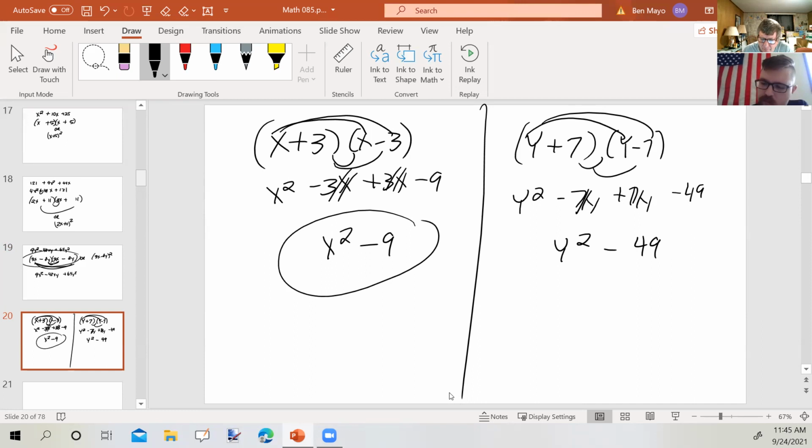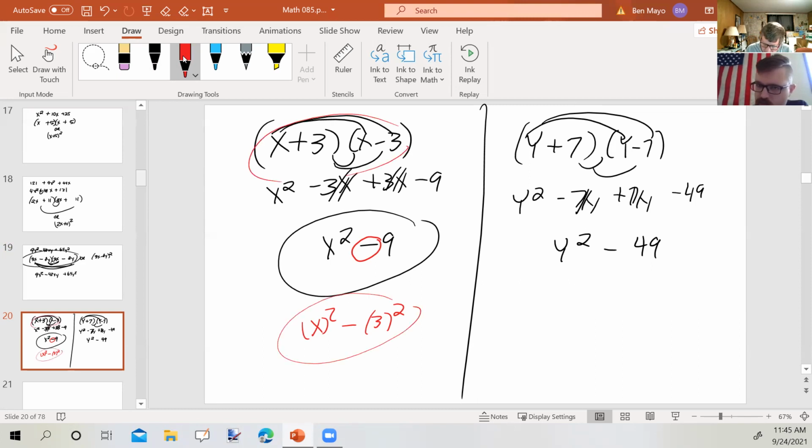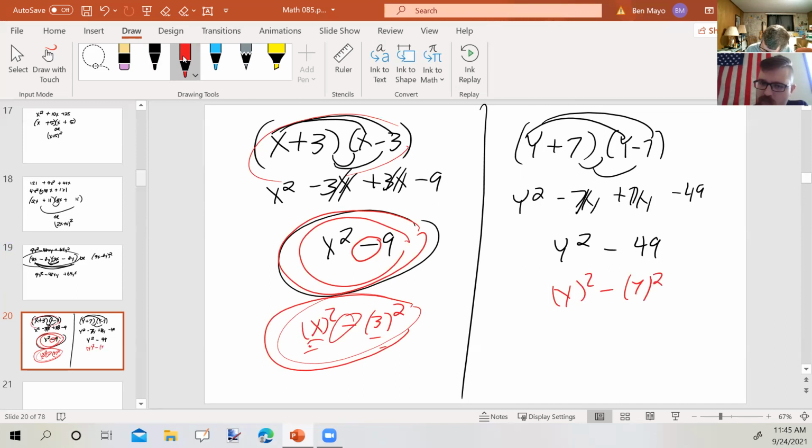This is a binomial. Not only is it a binomial, but it is a difference, as in subtraction, of 2 squares, because this is x squared minus 3 squared. Now, if we were FOILing this together, we wouldn't write it like that. But my point is, can you see that this could be written as x squared minus 3 squared? So this is the difference of two squares. So is this: y squared minus 7 squared.